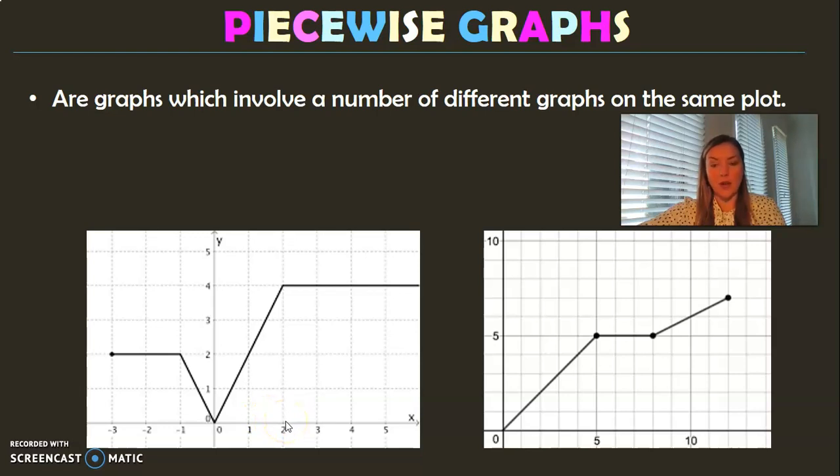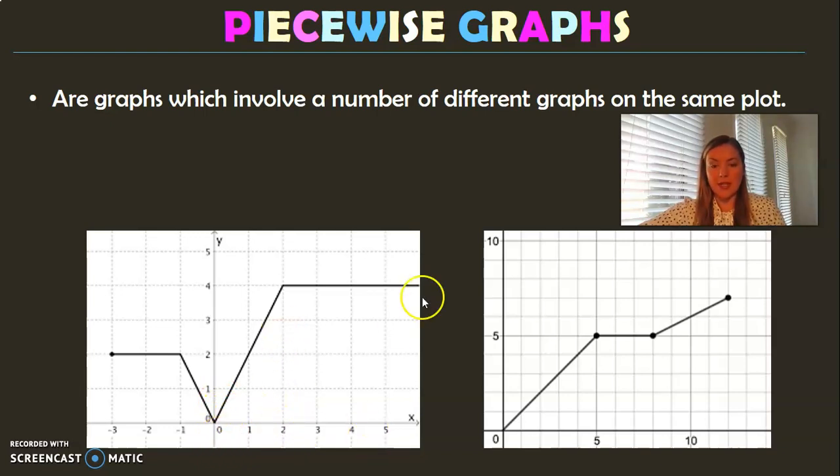So we call those values of x the domain. So this one here runs between -3 and -1. Okay, so that is where we're talking about the domain, the values of x in which the graph runs. Okay, this section here would be between -1 and 0 for x. This one here would be between 0 and 2.